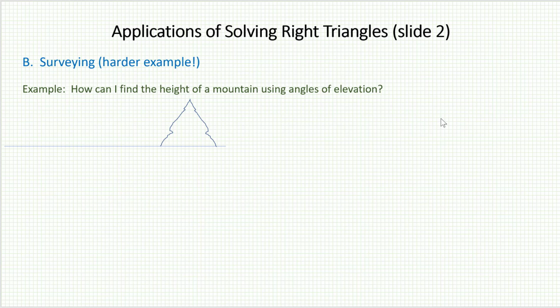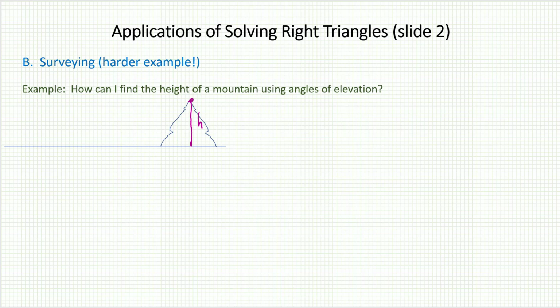I mean, here's a simple picture. The height that we're trying to figure out would be this height right here. Maybe I'll call that h. And I just don't really have any easy way to get to it. I can't get into the middle of the mountain to try to figure anything out. Well, what can I do?